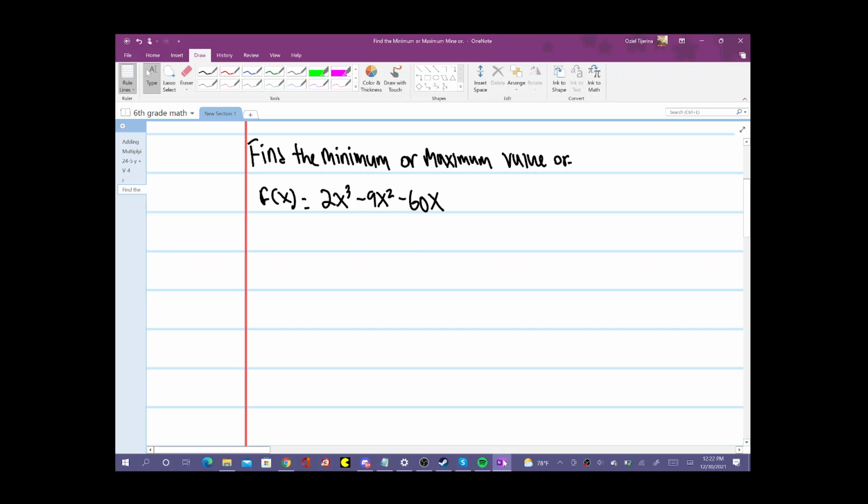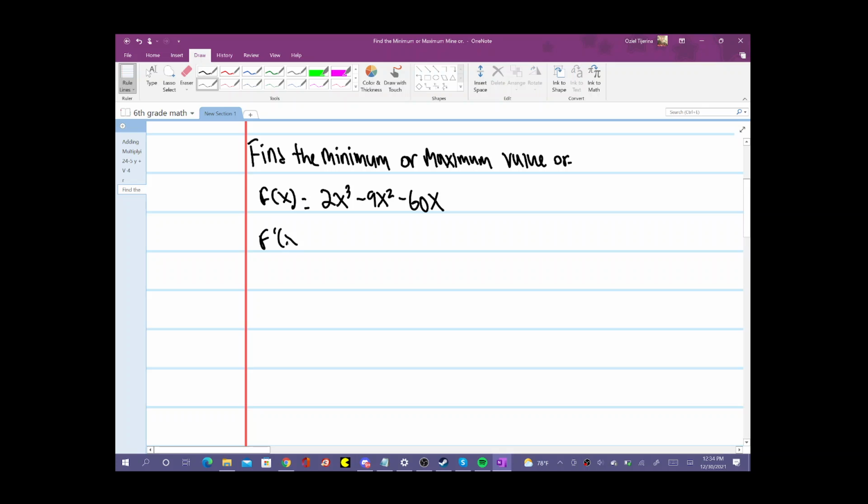Okay, so hello everyone. So we're going to do this problem where it says find the minimum or maximum value of f of x equals 2x cubed minus 9x squared minus 60x. Right? So the first thing you have to do is find the derivative of the function, right?